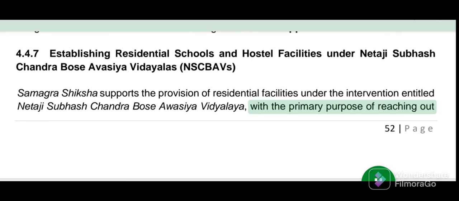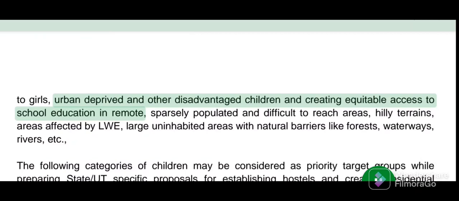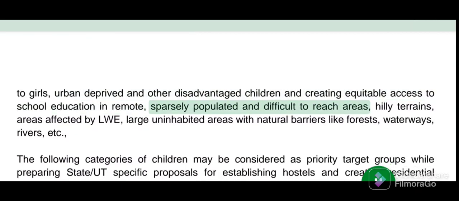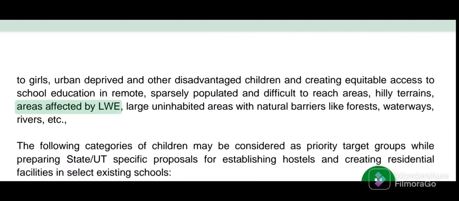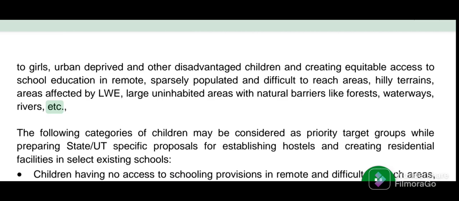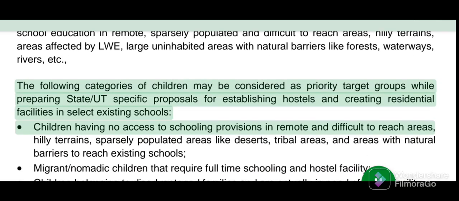primary purpose of reaching out to girls, urban deprived and other disadvantaged children and creating equitable access to school education in remote, sparsely populated and difficult to reach areas, hilly terrains, areas affected by LWE, large uninhabited areas with natural barriers like forests, waterways, rivers, etc. The following categories of children may be considered as priority target groups while preparing state UT-specific proposals for establishing hostels and creating residential facilities in select existing schools.